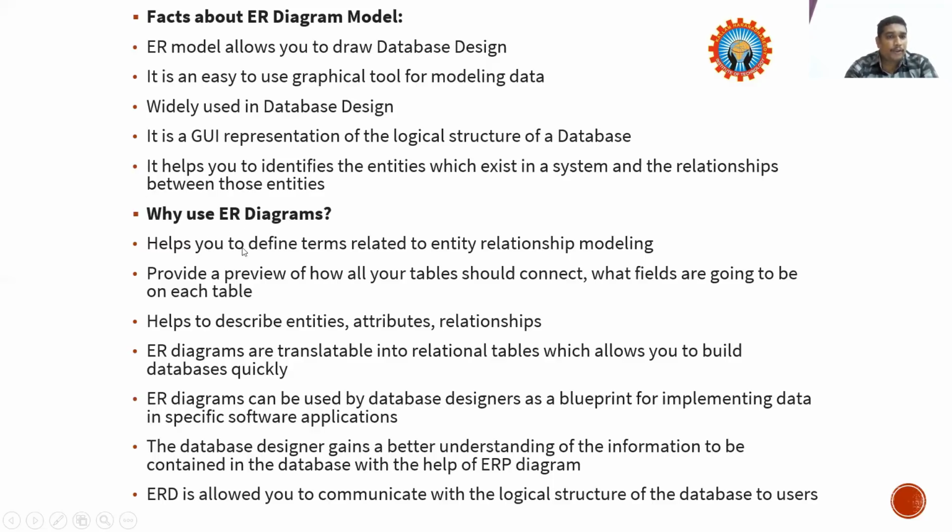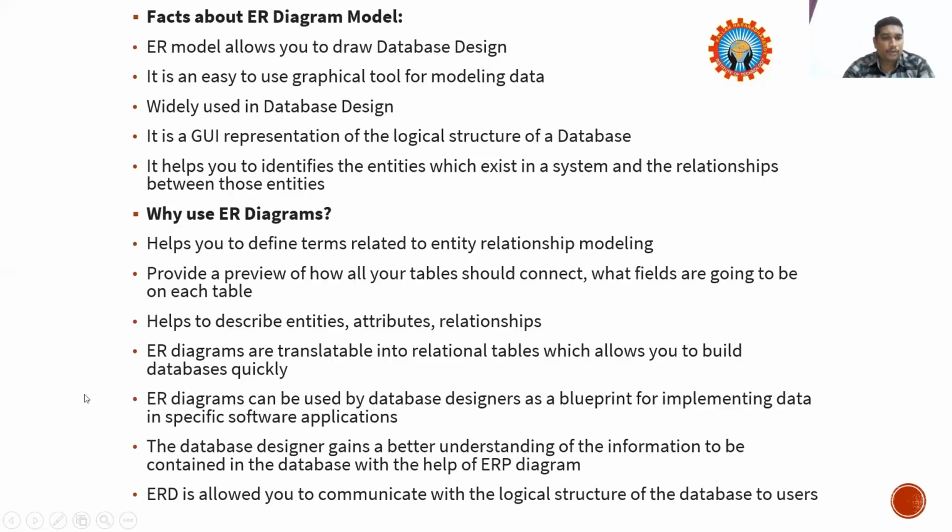It helps you to define terms related to the entity relationship model. See, it provides a preview of how all your tables should connect. How tables should be connected means, if there is a relationship between one entity and another entity, you connect the two entities with two tables. Okay, what fields are going to be on each table. It helps to describe which is an entity, which are attributes, and which is a relationship.